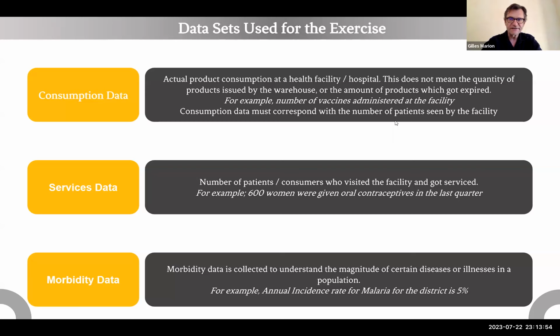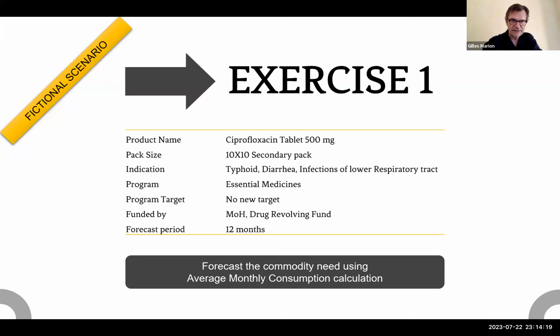And then morbidity data, as Sanjay said, morbidity data can also be called surveillance data. They are more directly linked to the magnitude of a disease or a sickness, and its spread within the population. So all this information is going to be used in the next exercises.